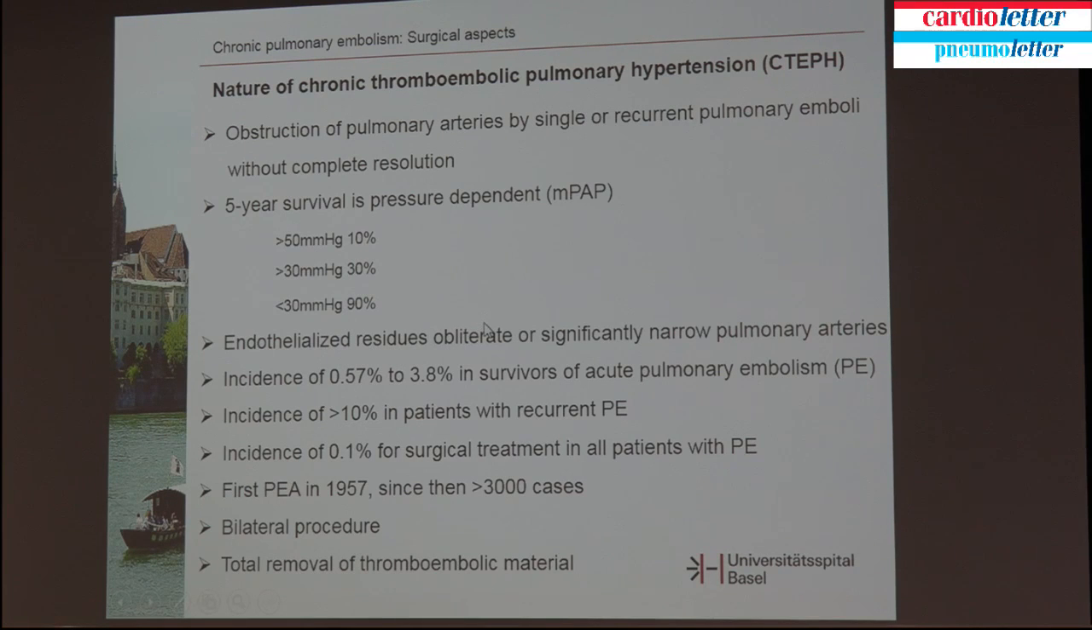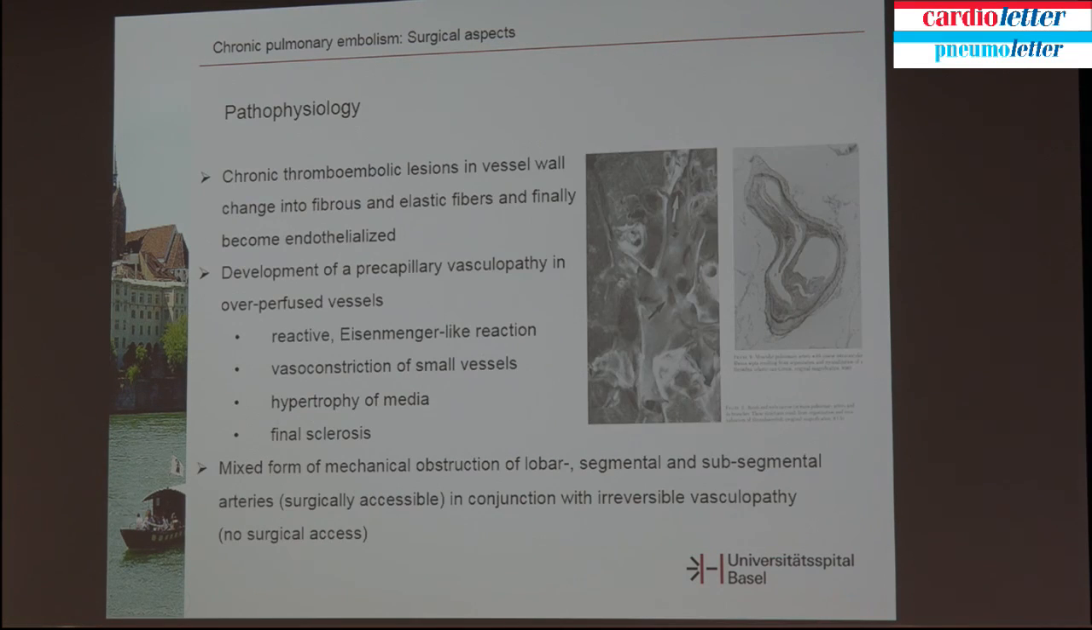Endothelialized residua obliterate or significantly narrow the pulmonary arteries. The incidence of this chronic situation is about 0.6 to 4% in survivors of acute pulmonary embolism. The incidence is 10% in patients with recurrent PE, and a very low incidence of about 0.1% in the treatment of all patients with PE. This kind of operation was first done in 1957, and since then more than 3,000 cases are reported in the literature. It's a bilateral procedure, and the idea is the total removal of thromboembolic material.